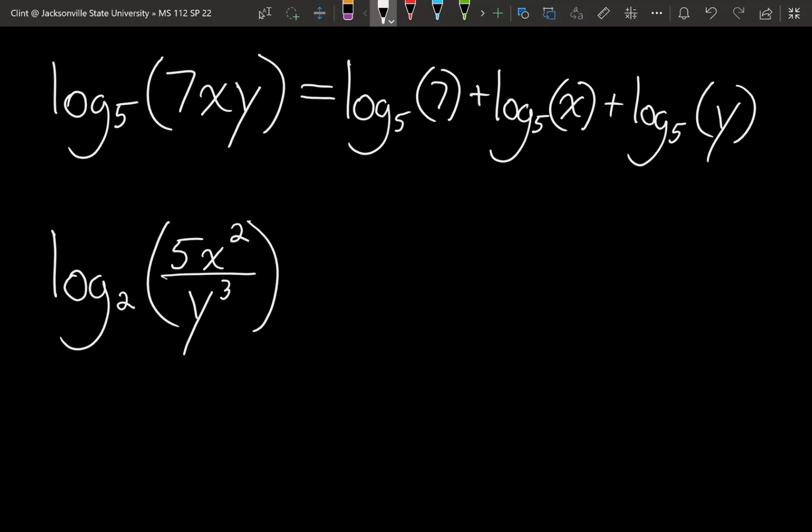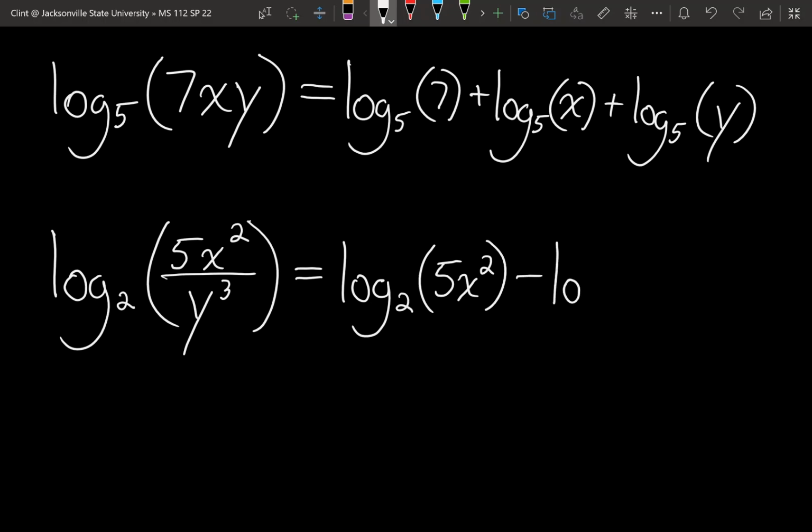So what I would do first on this one is split the fraction part up. If we've got a fraction, then we can write that as 2 logarithms with subtraction. So that would be log base 2 of the top, 5x squared, minus, because of the fraction, log base 2 of the bottom, which is y to the third. That would be my first step.